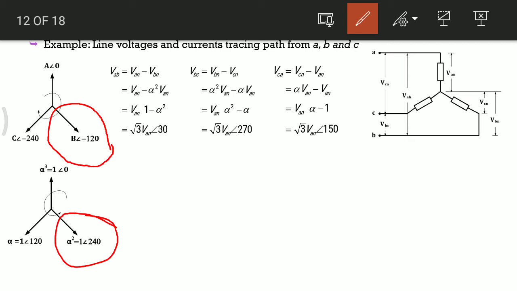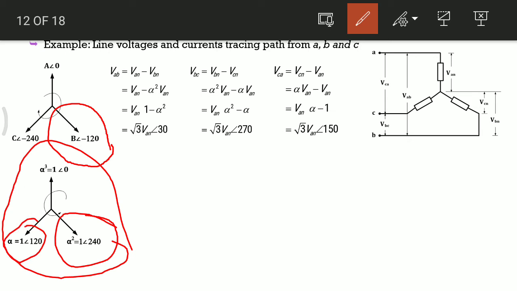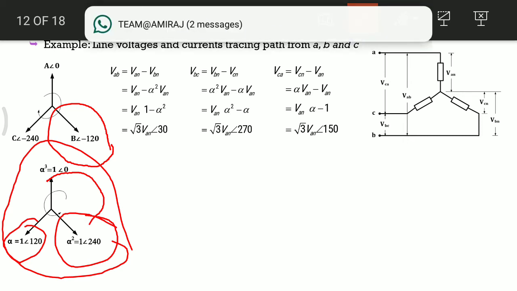So you need to remember this. If you do not want to remember, then remember this phase diagram. Here is alpha. If we multiply, it will rotate counterclockwise by 120 degrees. If we again multiply by alpha, it will again rotate by 120 degrees and become alpha cube. What we want here is VBN in the form of VAN, so if we multiply alpha square with the VAN, it will easily become VBN.